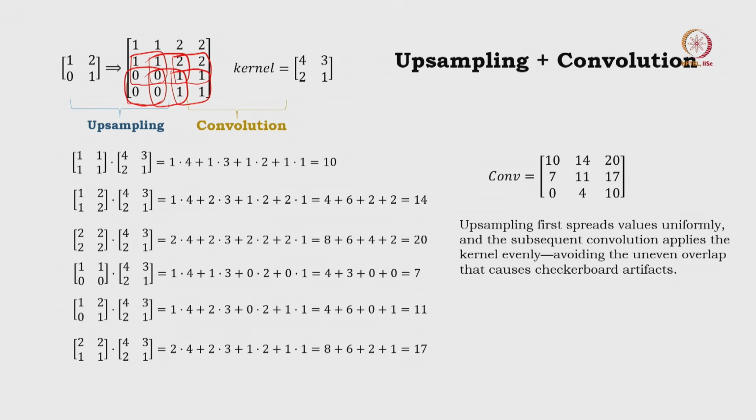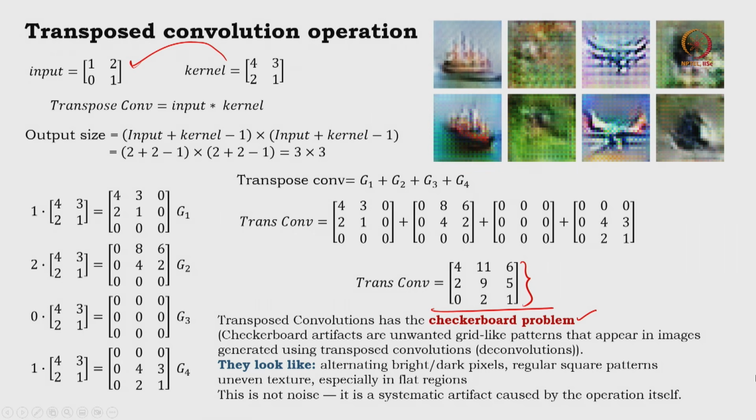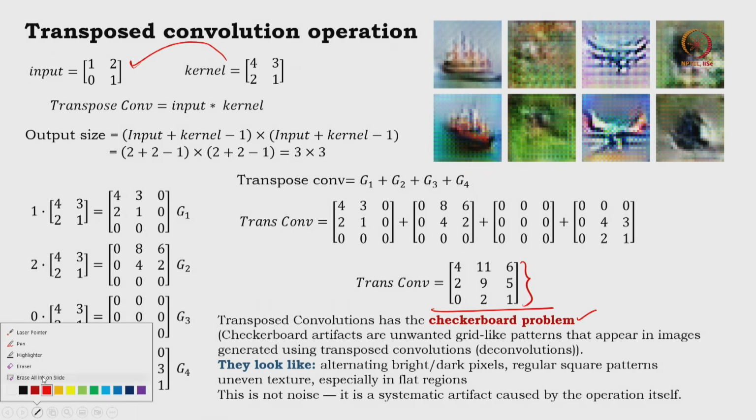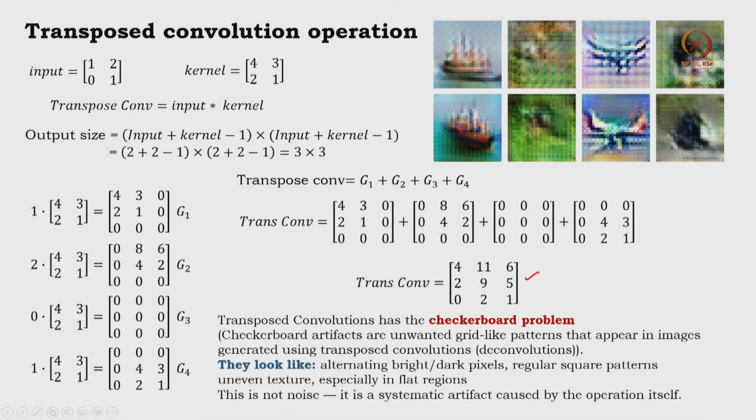Upsampling first spreads the values uniformly, and the subsequent convolution applies the kernel evenly. This avoids uneven overlap, so you avoid the checkerboard artifacts. For the same input 1 2 0 1 and the same kernel 4 3 2 1, the matrix that you obtained is 4 11 6 2 9 5 0 2 1.